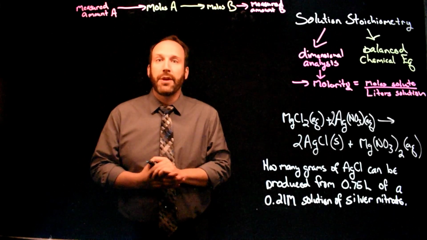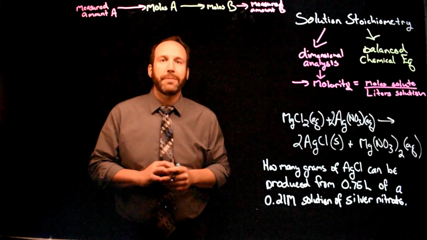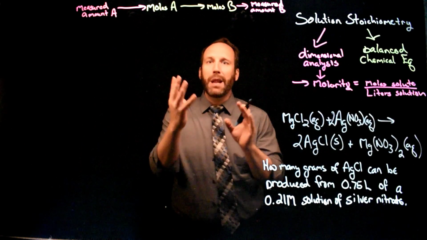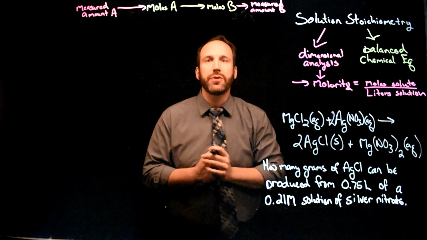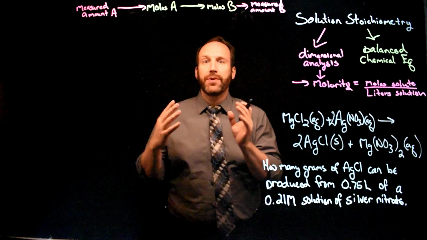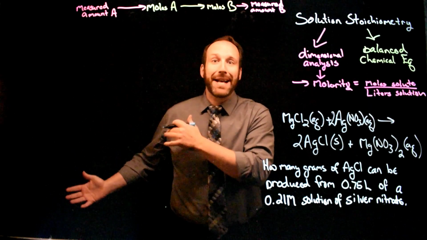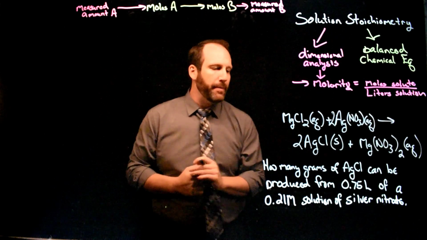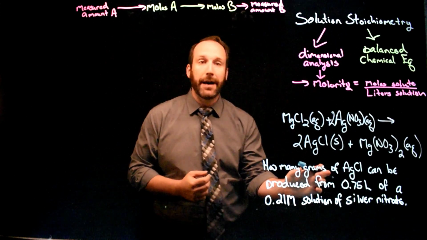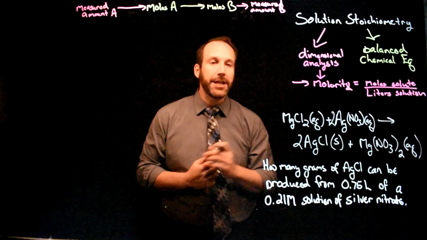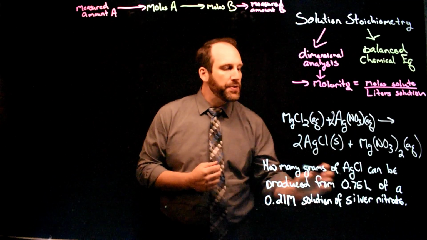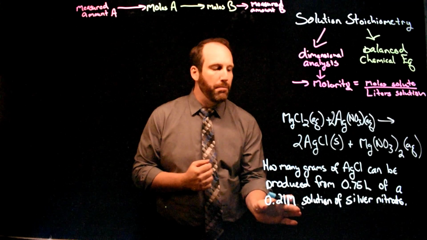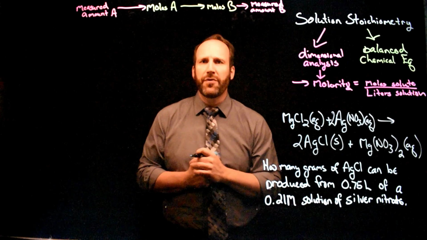All right, so now that the board is erased, I've written another problem here. And for this problem, what I thought we would do is blend together solution stoichiometry with the more traditional mass stoichiometry. So this problem asks us how many grams of AgCl can be produced from 0.75 liters of a 0.21 molar solution of silver nitrate.